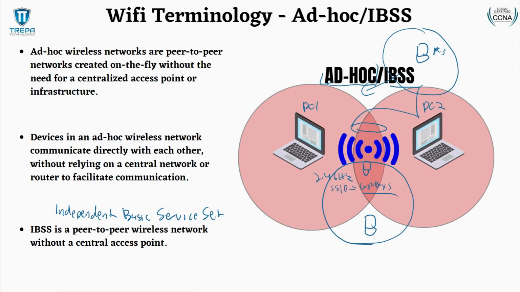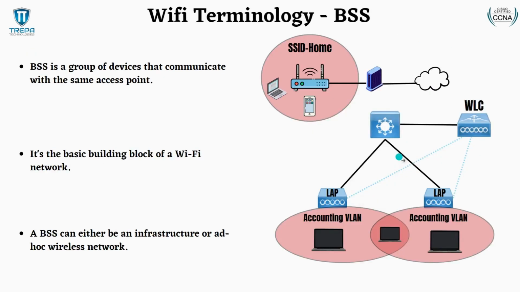And we're going to go over in the next few slides basic service sets. So a BSS is a group of devices that communicates with the same access point or within the same range of the device emitting an RF signal. So what is a BSS? That is going to be the signal range of your access point.